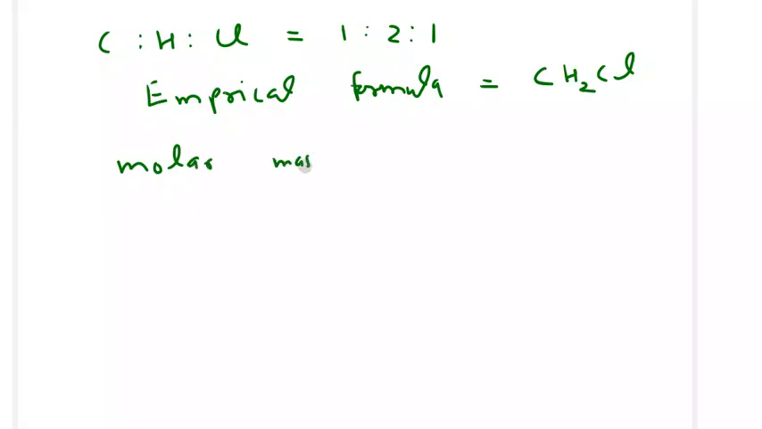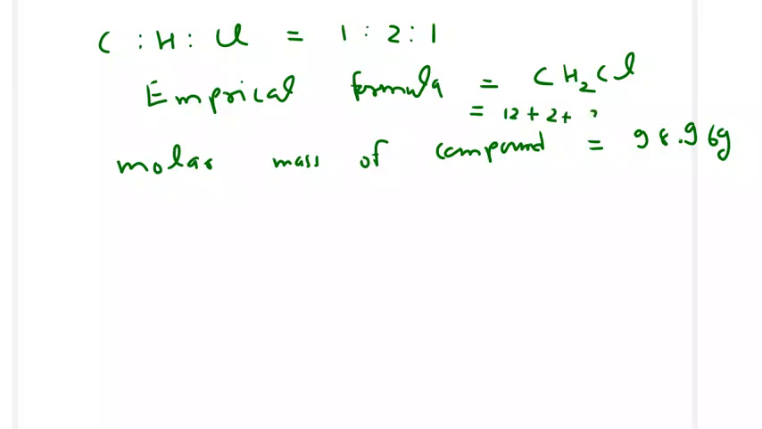Molar mass of compound equal to 98.96 grams. The mass of the empirical formula is 12 plus 2 plus 35.5, which is 49.5.